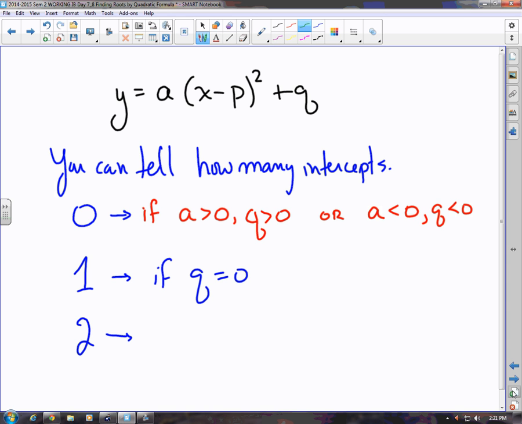Now we can shorten this, and this is going to be kind of a little mathematical. If A is positive and Q is positive, what is A times Q? And if A is negative and Q is negative, what is A times Q? Still positive. So we can shorten that to say if AQ is positive, then there will be no x-intercepts. You can shorten that.